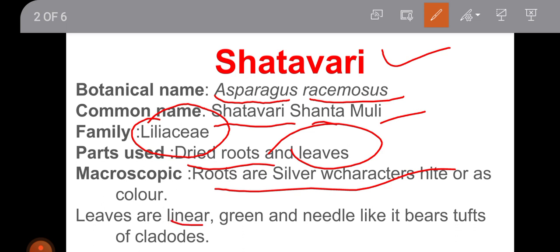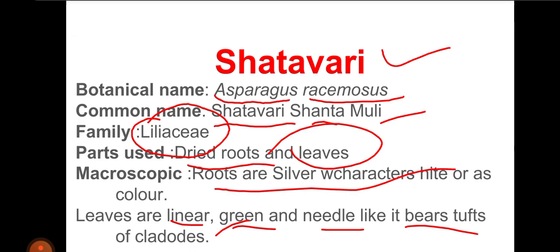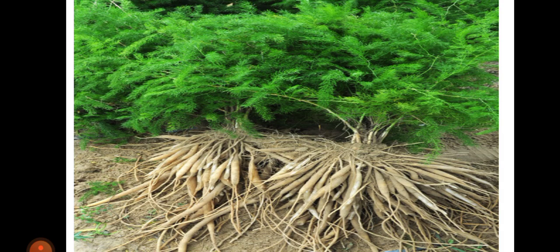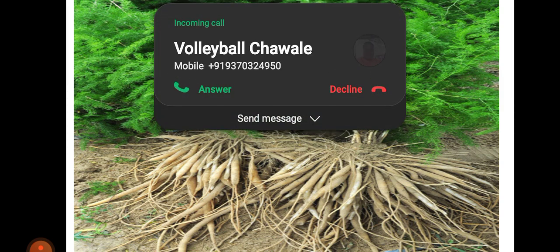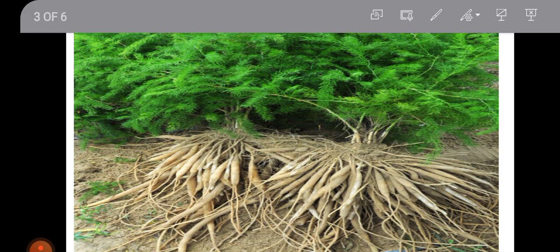Again, leaves are linear, green, needle like. It bears tufts of cladodes. Here you will be able to see Shatavari with leaves and roots, which are the parts used.